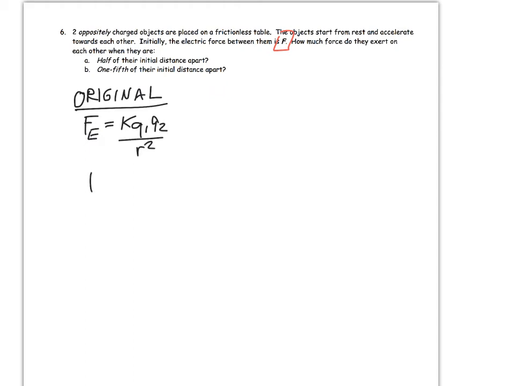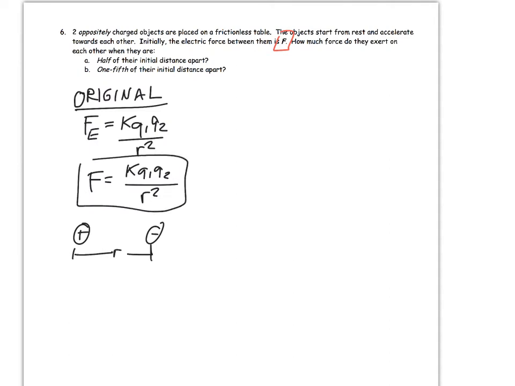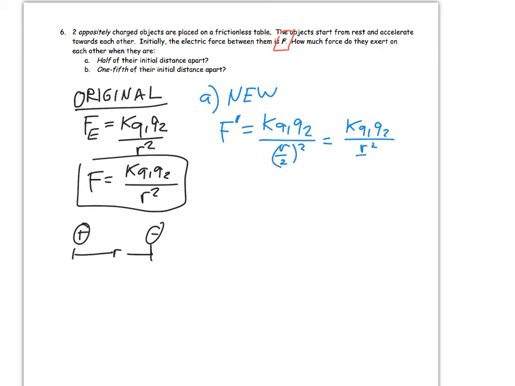So initially our force is just F. We don't know q1 and q2, but they're not going to change, so I'm just going to leave them as q1 and q2. I'm going to say the initial distance between the two objects, one positive, one negative, is just r. That's our original equation. For part A, our new equation is what happens when they are a distance of r over 2 apart. So F prime equals k q1 q2, because the charges haven't changed, over r over 2, that quantity squared. And so that becomes k q1 q2 over r squared over 4.